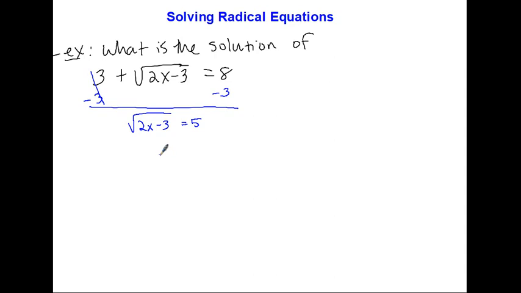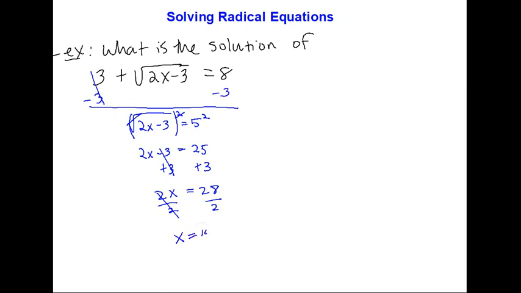Now we want to work on getting rid of the square root, so that would be done by squaring both sides. Of course, the square root and the square always cancel each other out, and this leaves us with 2x minus 3 equals 5 squared, which is simply 25. Now we're going to add 3 to both sides, and we end up with 2x equals 25 plus 3, which is 28. We'll divide by 2, and we end up with x equals 14.